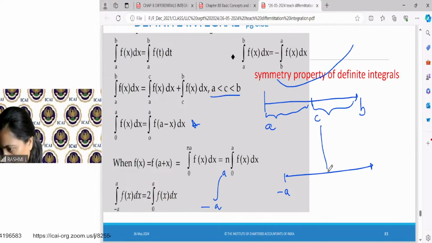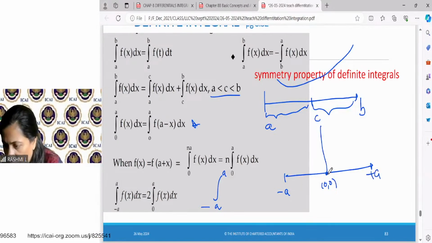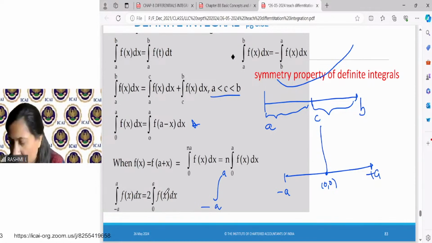This is my 0, 0. And this is my plus a. So minus a to 0 and 0 to plus a. So you can see they are as good as equal parts. So this can be written as 2 integral 0 to a f(x) dx.